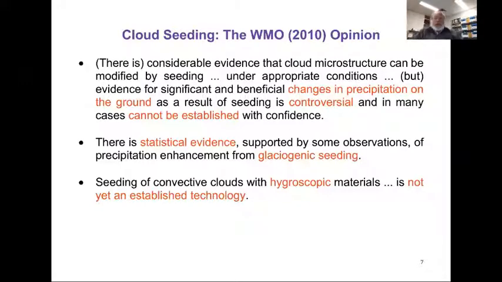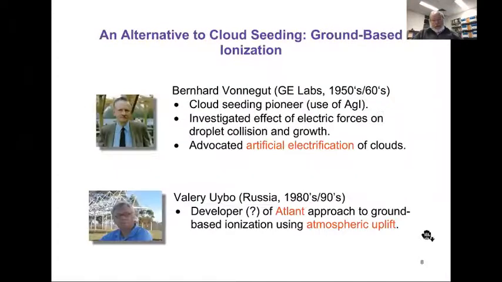There is also seeding of convective clouds with hygroscopic materials, which is not yet an established technology. So effectively, convective cloud seeding is not really viewed as something that's terribly sensible. Well, there is an alternative to cloud seeding, which is ground-based ionization.